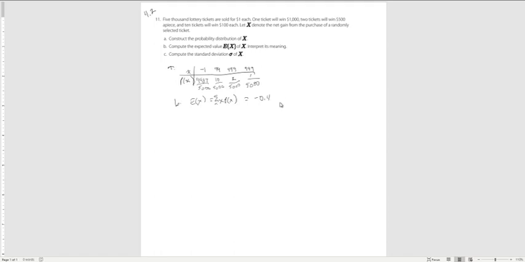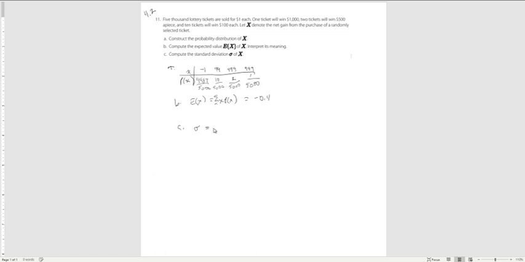So the expected value is -0.4. For its meaning, when we buy a lottery ticket, we expect to lose 40 cents. So we're not expected to get ahead, we're expected to lose. And then for C, compute the standard deviation.